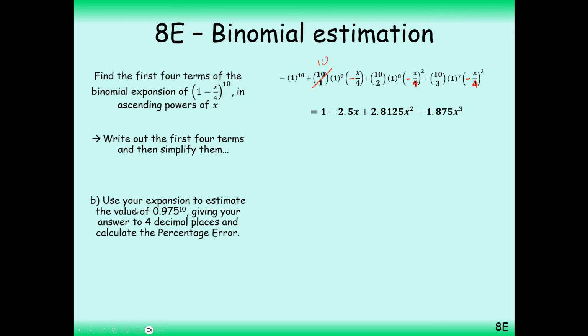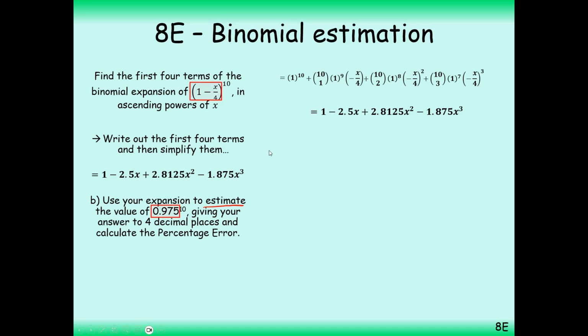Now let's read part B here. It's saying to use this expansion to estimate 0.975 to the power of 10, correct to four decimal places, and find the percentage error. So there's one extra step we will have to do after our estimation as well. We'll deal with that in a minute. That percentage error means that we actually need to find the accurate answer as well. But let's just find an estimation for it because it does say make an estimate.